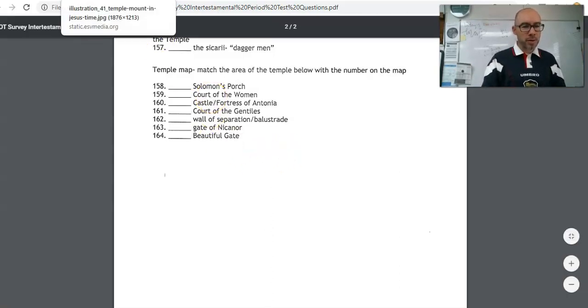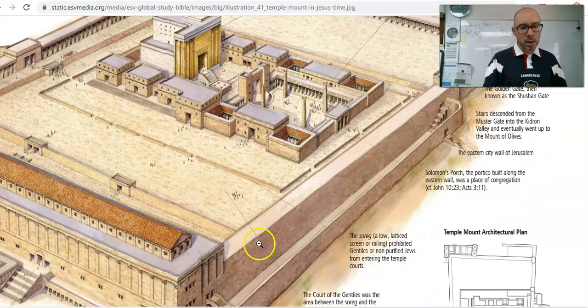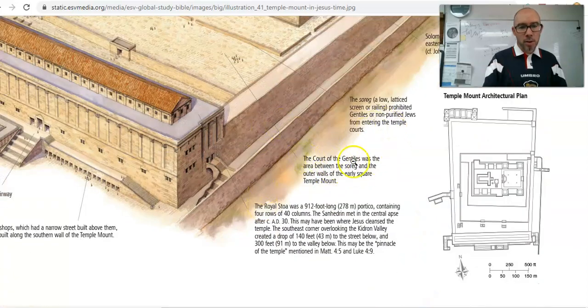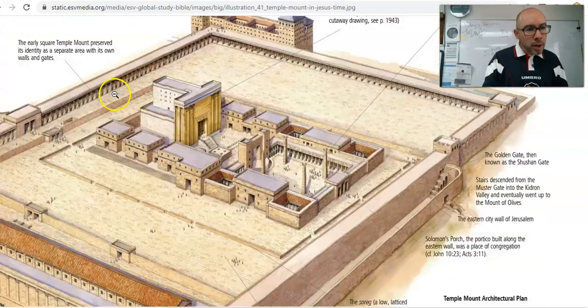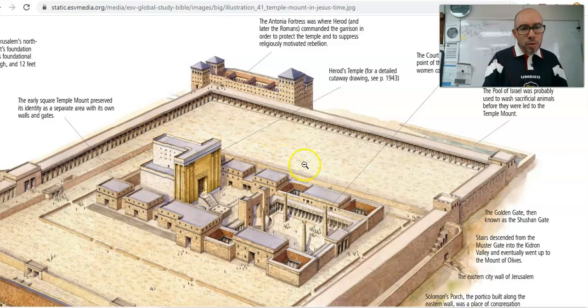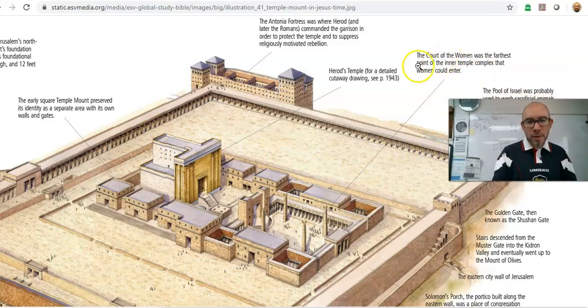Let's just look at this picture for a moment and see if it shows us some of these things. There's Solomon's porch along the edge going all the way around. What else are we looking for? We're looking for the court of the women. I would guess that would be one of these here. We've got the court of the Gentiles, and then inside of that we've got, oh, there it is. The court of the women was the farthest point of the inner temple complex that women could enter.